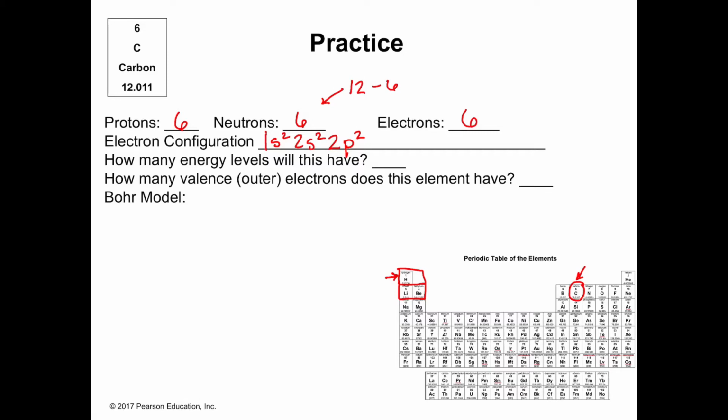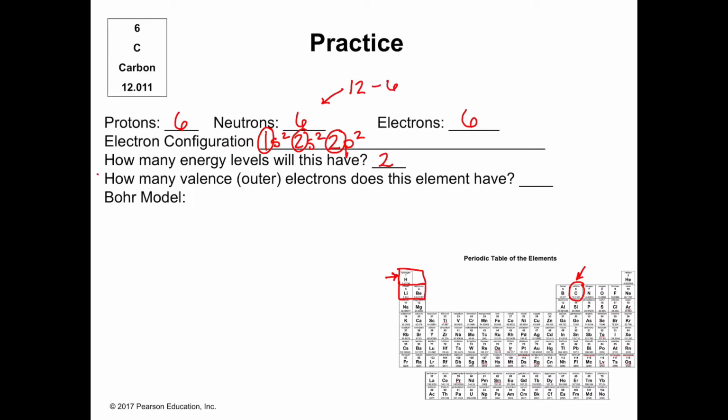So to figure out the energy levels, we're going to look at the principal quantum number, which is the number in the front. So we're looking at 1 versus 2 versus 2. So we're going to find the largest number in the front. That will tell us how many energy levels that this has. So the largest number in the front of any of those is a 2. Okay, so it's going to have 2 energy levels.